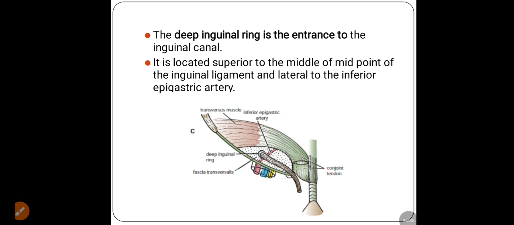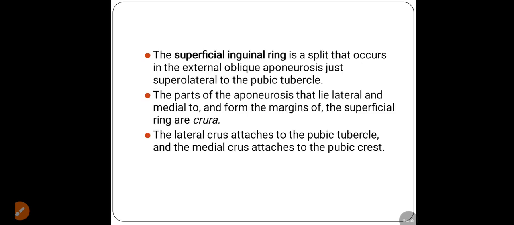So we can describe it on the patient or in the cadaver. Where is it located? At the midpoint of the inguinal ligament. In which layer? In the fascia transversalis. Regarding the superficial inguinal ring, it is located in the aponeurosis of the external oblique muscle. Where in the aponeurosis? Superolateral to the pubic tubercle.